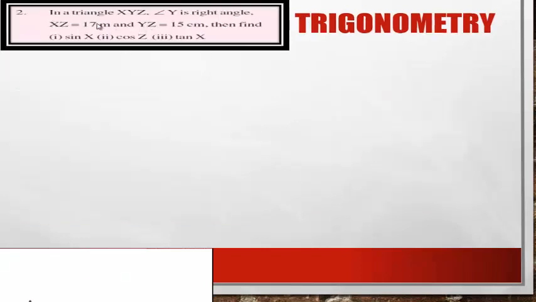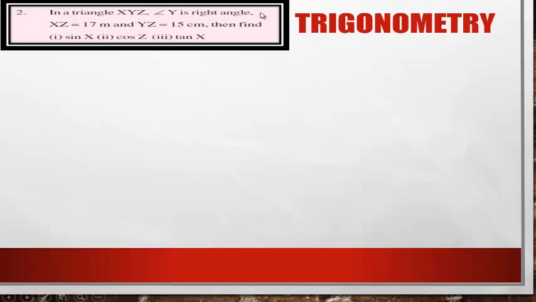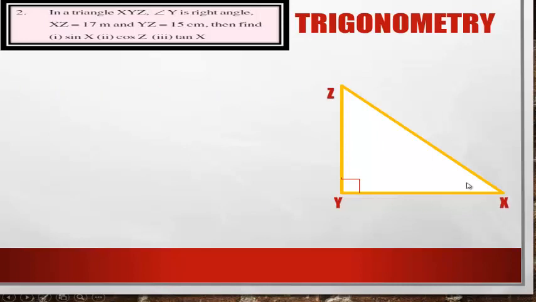The second problem is, in a triangle XYZ, angle Y is a right angle. Draw a triangle XYZ. Given that angle Y is the right angle, this is the right angle. Denote the vertex as Y and the remaining vertices as X and Z. Given that XZ is 17 centimeters. This is not meters, this is 17 centimeters. XZ is 17 centimeters and YZ is 15 centimeters. Now we have to find the length of XY first.